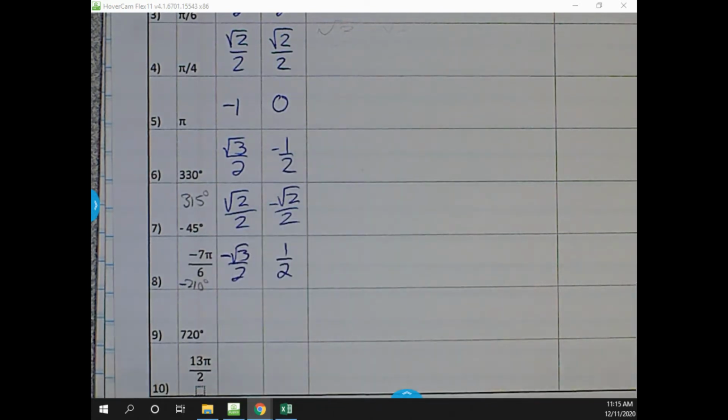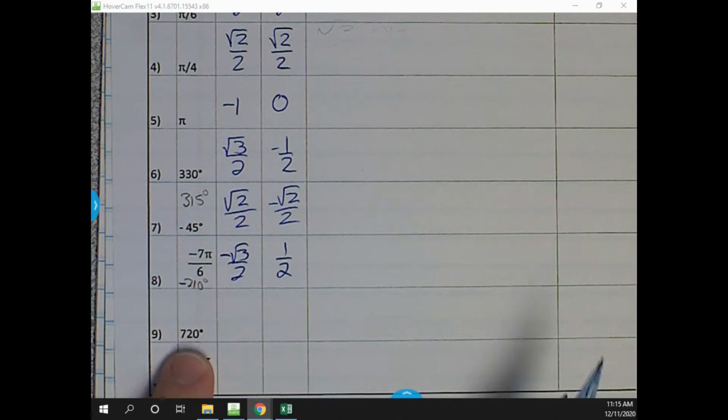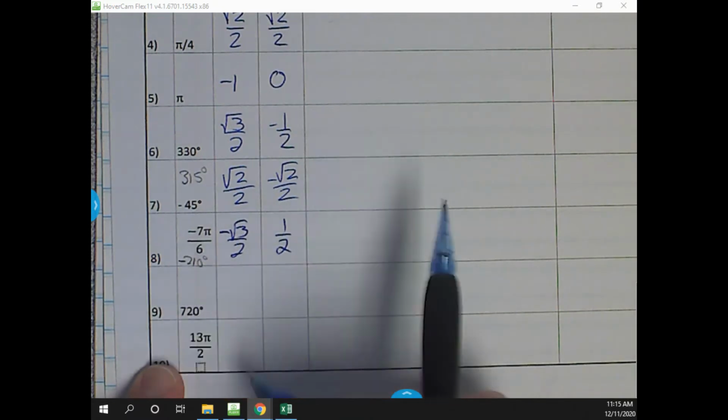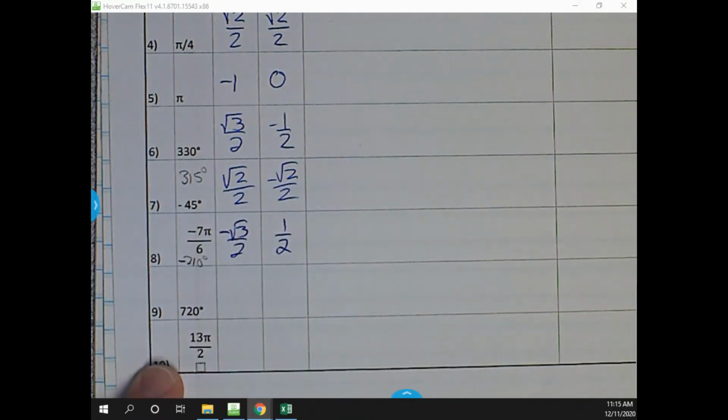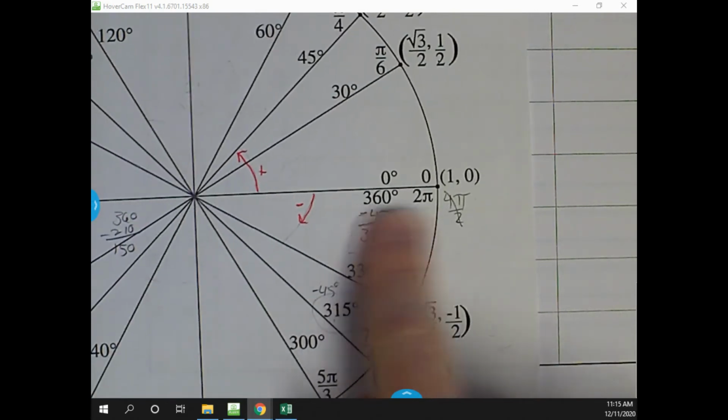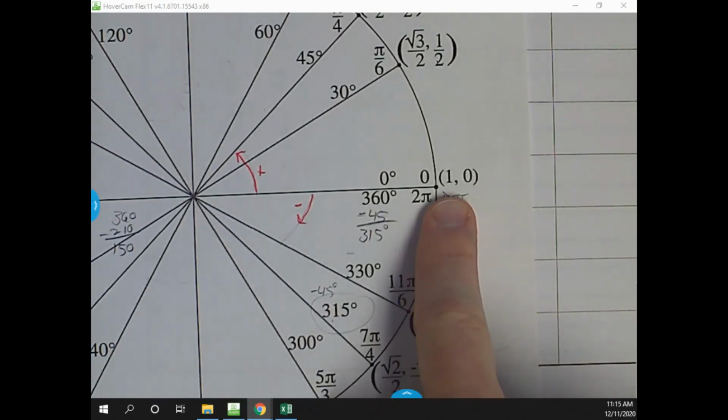Okay, and that's where we did that whole working around the circle. If they give you a negative number, if you need to know what it is, just add 360 to it. Or if they give you a number that's too big, if it's 720, well, if you subtract 720 and 360, that's going to get you back to 360. So 360 or 0, it doesn't matter. That's going to put you back here.